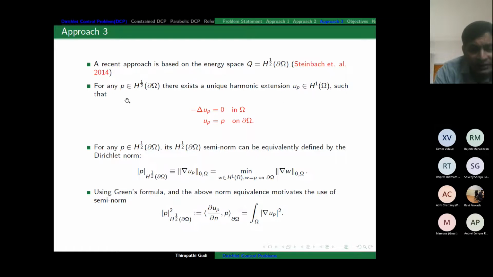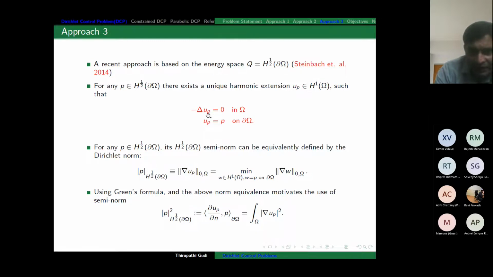So these things are difficulties in directly using the H^{1/2} norm in the formulation. So what they did is that they took another way, because the H^{1/2} norm on the H^{1/2} space can be defined in a different way. Given p in H^{1/2}, you can find a harmonic extension u_p in H^1 such that the Laplacian of u_p is 0 and u_p is p on the boundary. This problem is well posed because this is the right space and there is an H^1 function. So it's a harmonic extension.